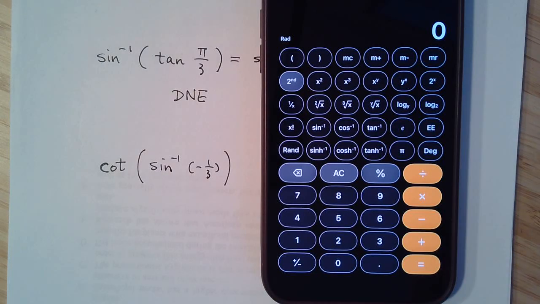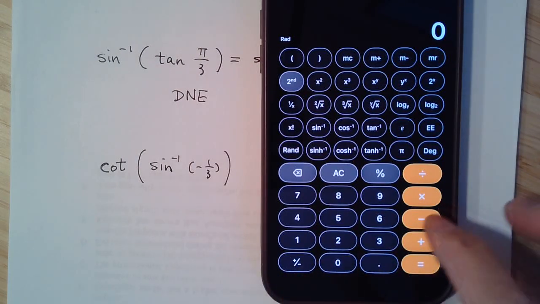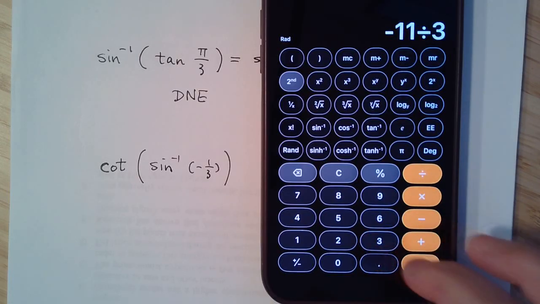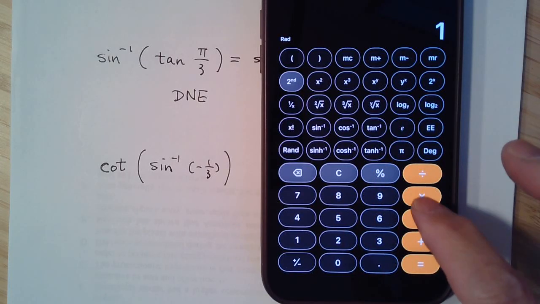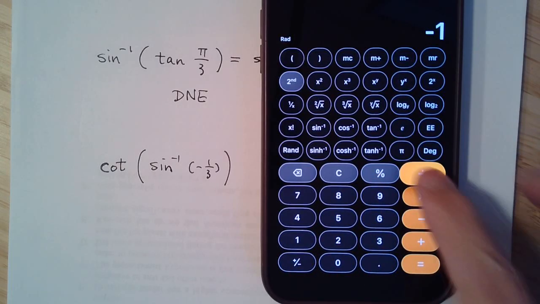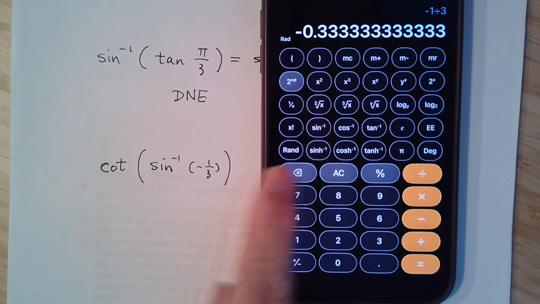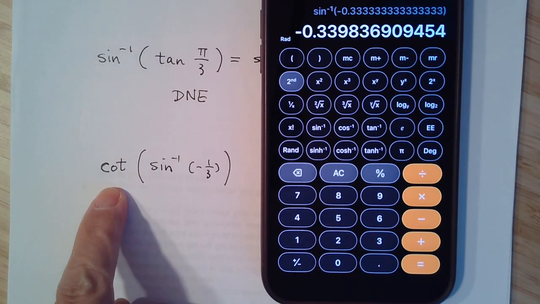With the calculator, it doesn't matter whether you're using degree or radian; I can just use either one. I'm using radian right now. So I have negative 1 divided by 3, right? So this is negative 1/3. And I take sine inverse of it, equal. So I get that. And then I do cotangent of it.